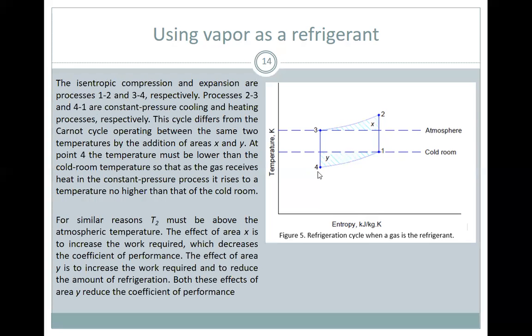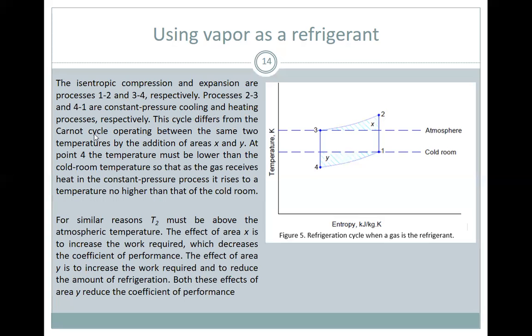Wala pa tayo sa refrigerant na merong doon, yung wet region. Iba yun. So the isentropic compression and expansion are processes 1 to 2 and 3 to 4 respectively. So this is for air. Later, meron tayong air cycle refrigeration. So babalik tayo dito. Okay. Processes 2 to 3 and 4 to 1 are constant pressure cooling and heating processes respectively.